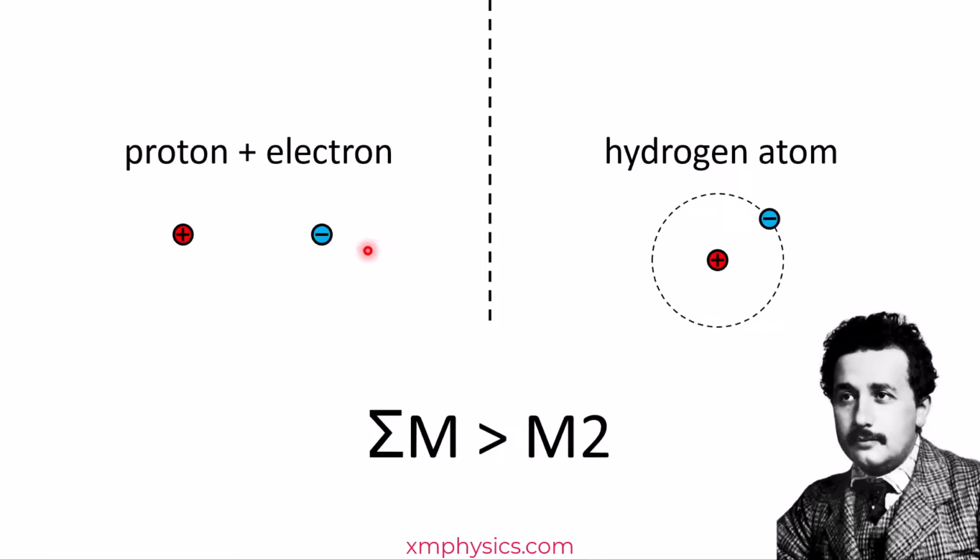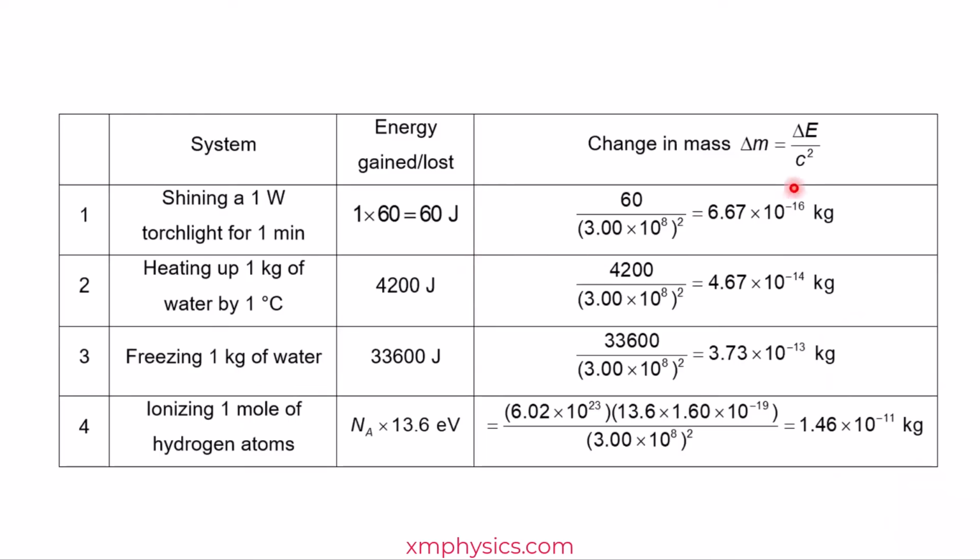Alright, so enough of predictions. Why don't we just measure the mass of a hydrogen atom and measure the mass of a proton and an electron and see if there's any difference? But the change in mass is the change in energy divided by c², you see. So for all the examples given so far, the change in mass is too tiny to be detectable.